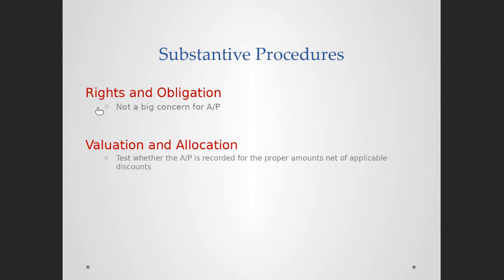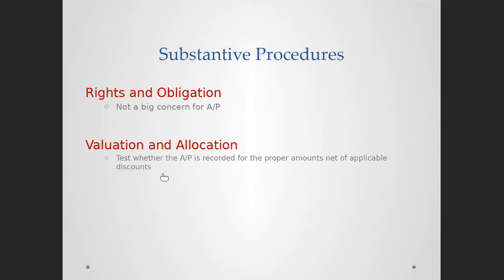Then we go to the next, which is rights and obligations. Here, rights belong to the assets and obligations belong to liabilities. Now, the concern is the client recorded an accounts payable, but it's actually not their accounts payable. And again, like I said, the client wouldn't do that because liabilities are not good things. So it's not a big concern for us. We're not worried about accounts payable recorded that is not theirs. Okay, not a big concern.